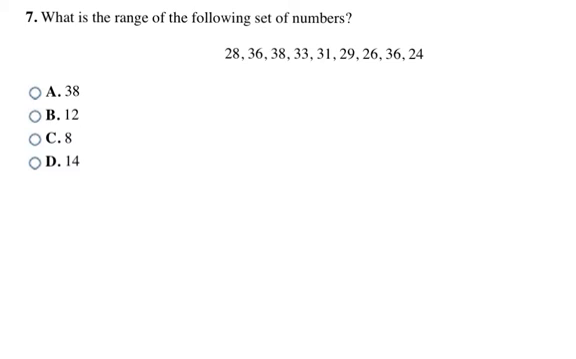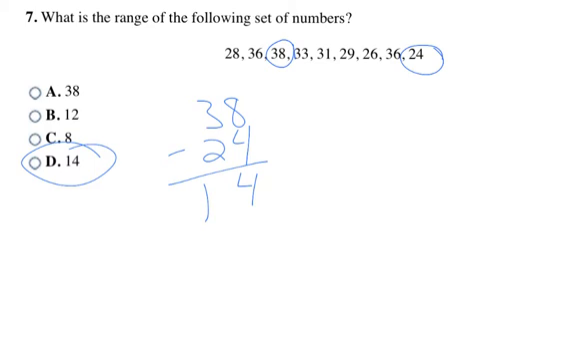This problem here asks me to find the range. So the range is the difference between the highest and smallest number. So my smallest number is 24, and my largest number is 38. And so I'm just going to double check real quick before I do the subtraction that there are no numbers smaller than 24 and no numbers bigger than 38, which there aren't. So I'm going to take 38 minus 24. And when I do that, I get 14. So that means my range of numbers in this problem is D, 14.